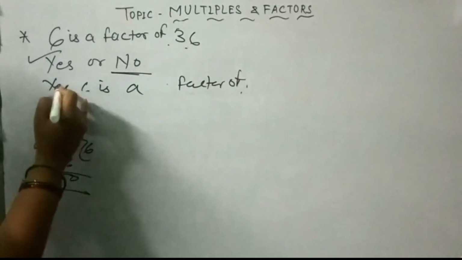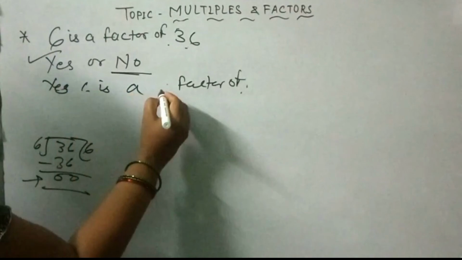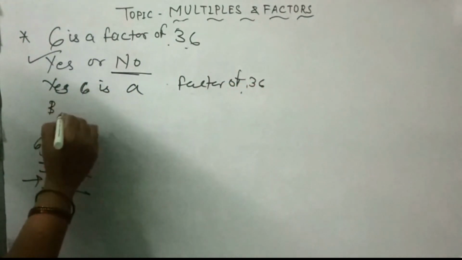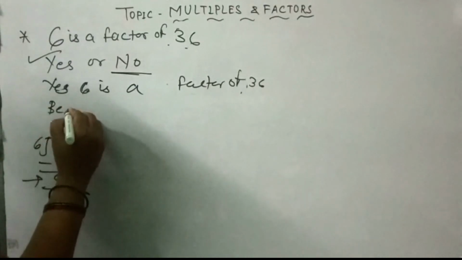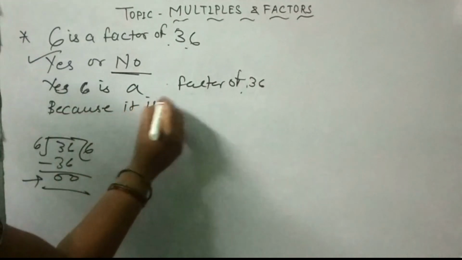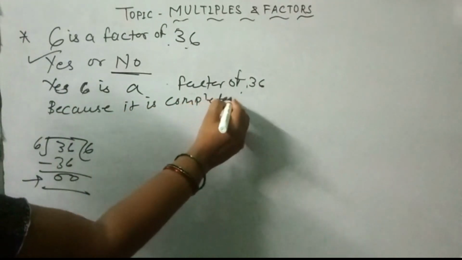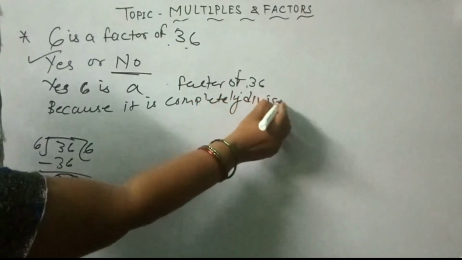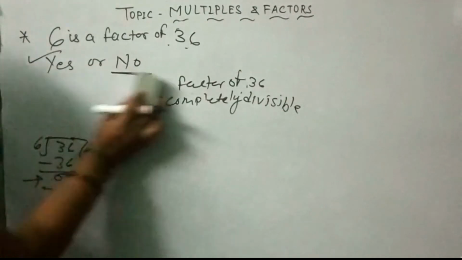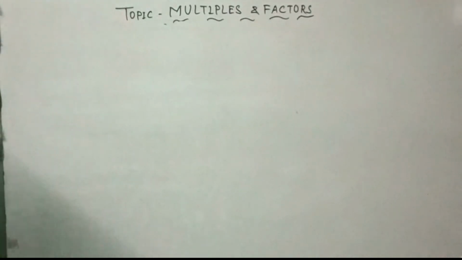Yes. 6 is a factor of 36 because it is completely divisible by 6. Okay? This is the way to find whether the given numbers are factors of the given number or not.